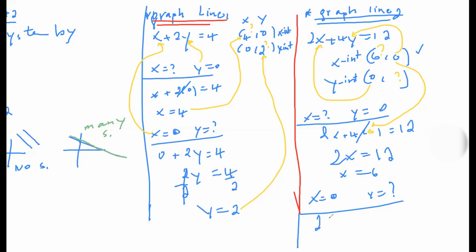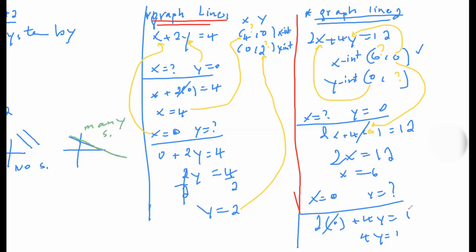Let me know if something is not clear at any moment. Please feel free to stop me and interrupt me. So 2 times x, the x again is 0, plus 4y is equal to 12. What does that mean? That cancels. So 4y equals 12.